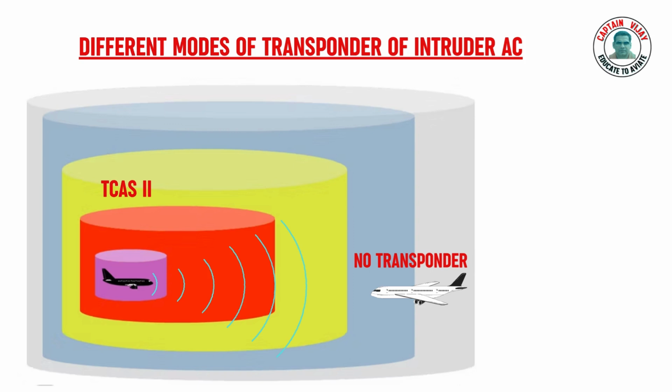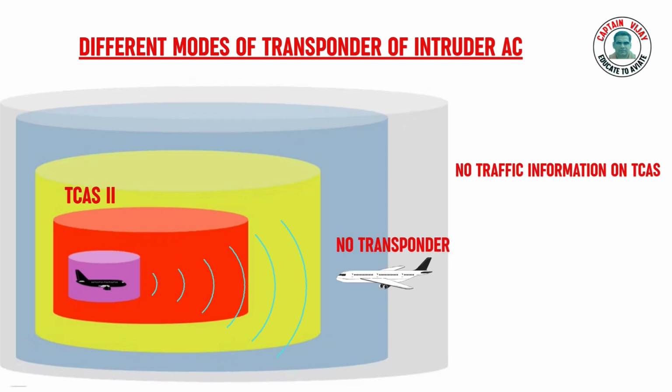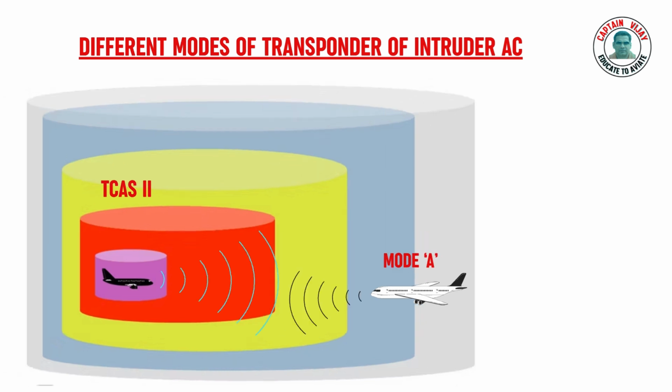Now let's discuss a scenario when the mother aircraft is equipped with a transponder with TCAS 2 mode. If the intruder aircraft does not have a transponder on board, you will get no information about that traffic, since for TCAS to work, both the mother aircraft as well as the intruder must have a transponder on board. Second case, the intruder has a serviceable transponder with mode Alpha only. In this case, since height information of the intruder is not available, your TCAS can only provide you with a traffic alert and it cannot provide a resolution advisory.